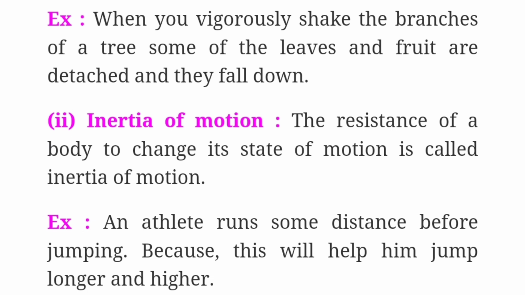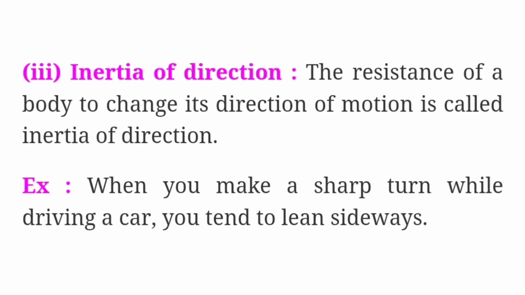Then second point, inertia of motion. The resistance of a body to change its state of motion is called inertia of motion. Example, an athlete runs some distance before jumping because this will help him jump longer and higher. Third point, inertia of direction. The resistance of a body to change its direction of motion is called inertia of direction. Example, when you make a sharp turn while driving a car, you tend to lean sideways.